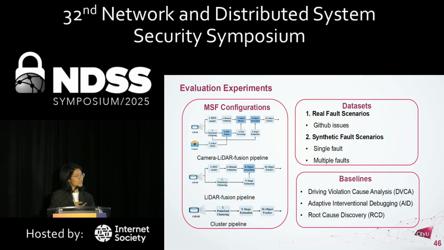We have conducted experiments on 3 different configurations of the Autoware autonomous driving system, and we collected 2 datasets. The first one is the real fault scenarios collected from GitHub issues, and the second one is the synthetic fault scenarios with injected faults. And we compared our method with existing work.